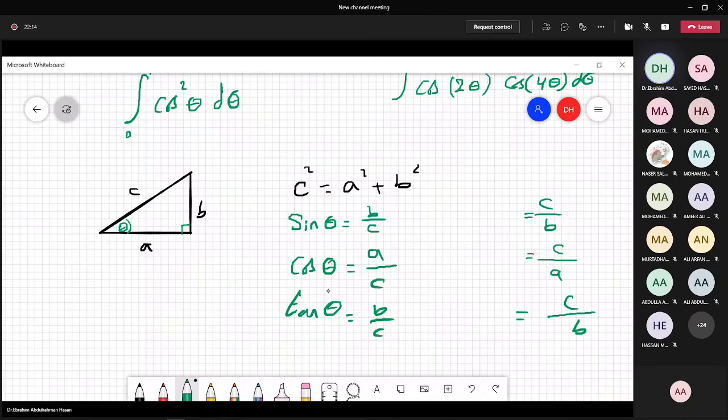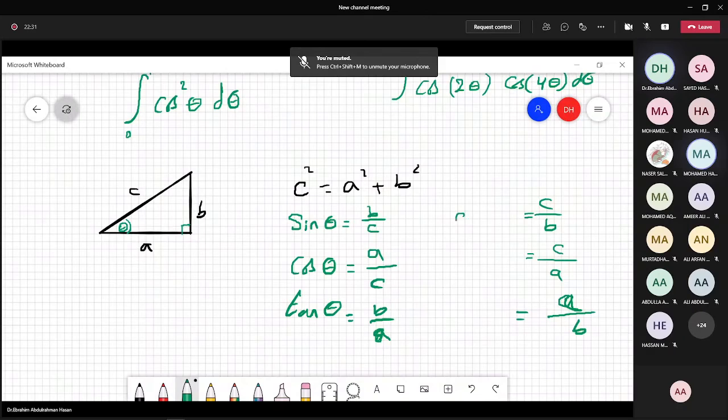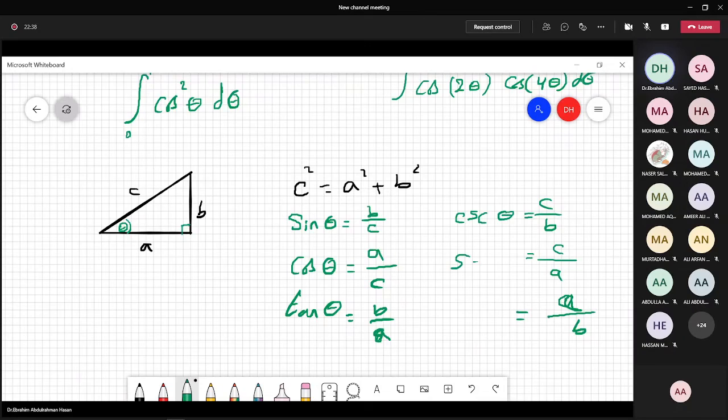B over A, yes. A. Okay. What is C over B? Opposite of sine. Cosec. Secant. Okay, what is opposite of cosine? Secant. And opposite of tan? Cotan.